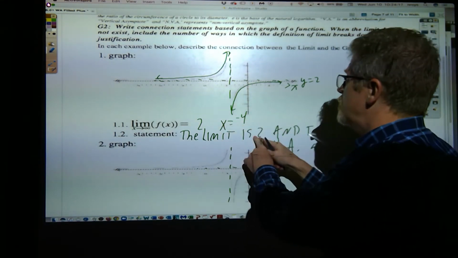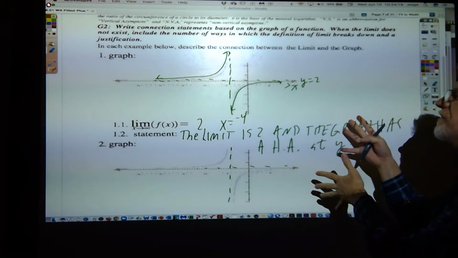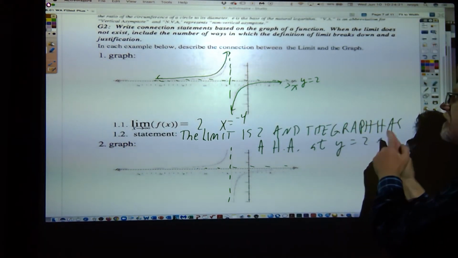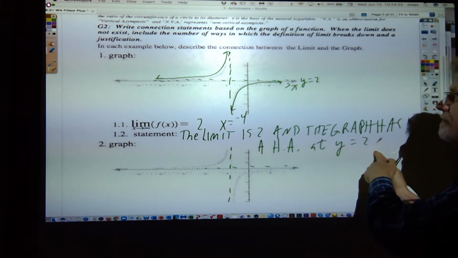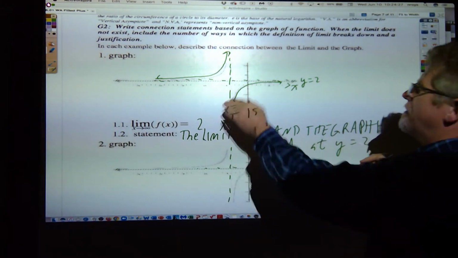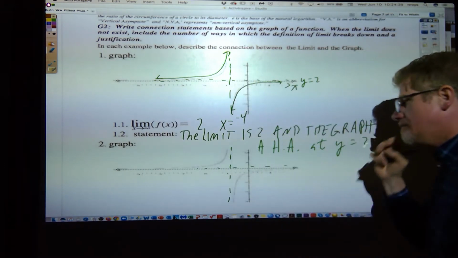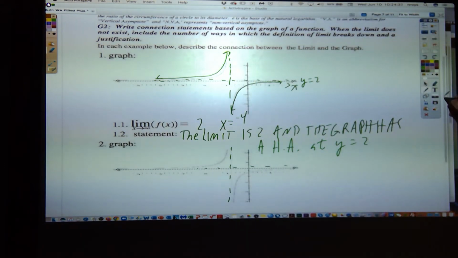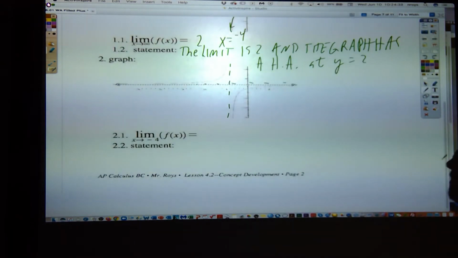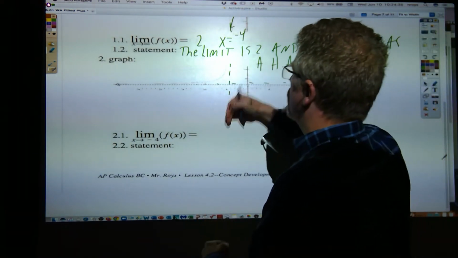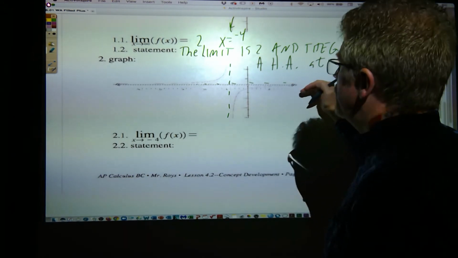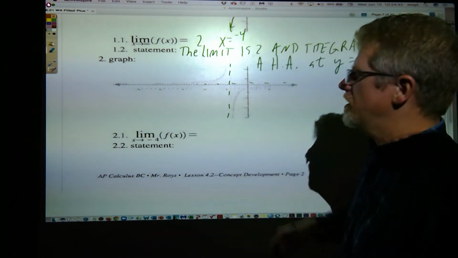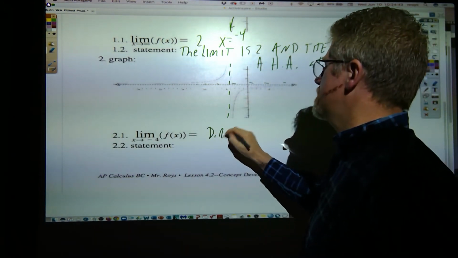See, the limit of 2 is connected to some feature of the graph. It's the number in the equation of the horizontal asymptote. So there's a connection between the limit and the horizontal asymptote y equals 2. Whereas in problem 2, what's the limit as x approaches -4? Well, -4 from the left is infinity. -4 from the right is -infinity. So we say the limit does not exist.